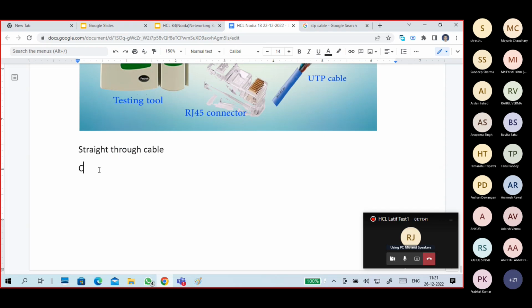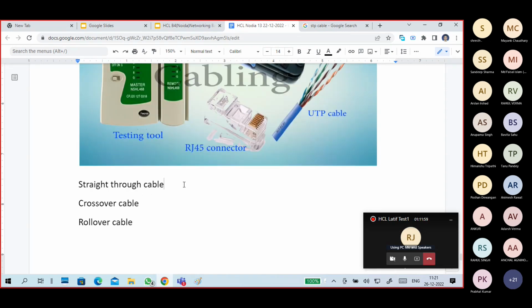Straight through cable, crossover cable, rollover cable. Nowadays we are not using these different types of cables. Straight through cables are usually used from PC to switch, a hub, or router. Different types of devices, they will connect different types of devices.